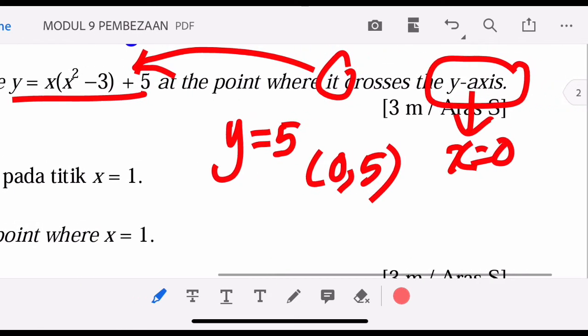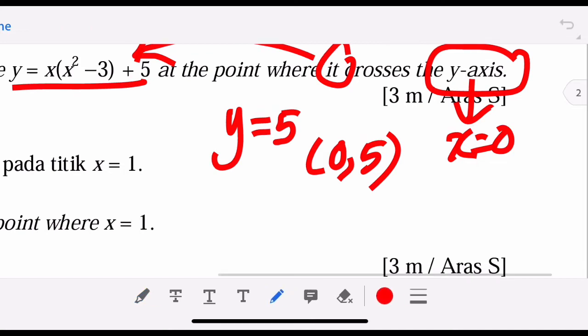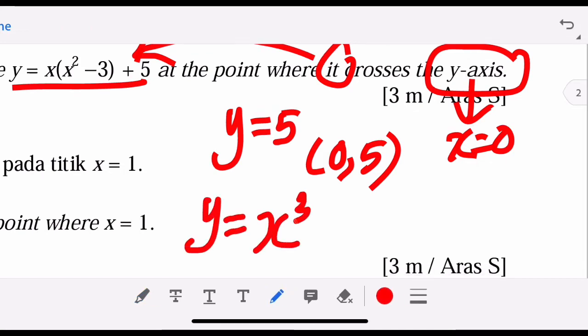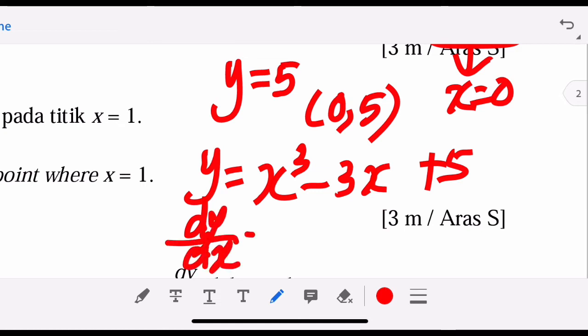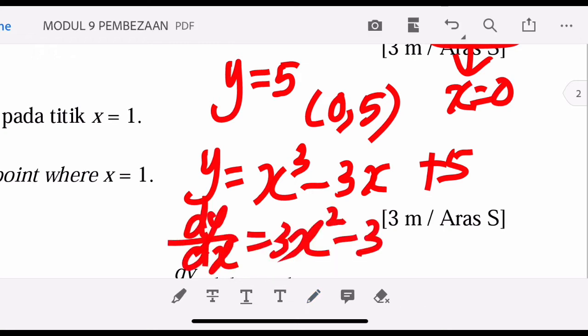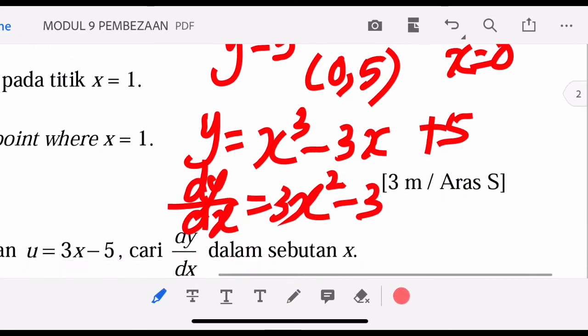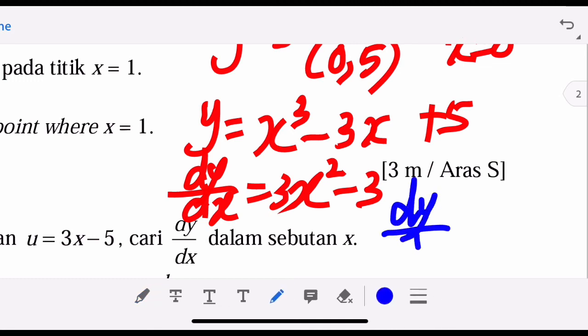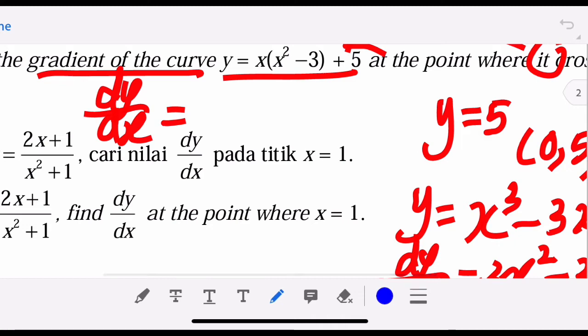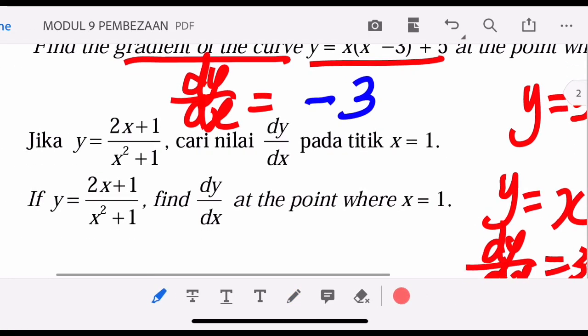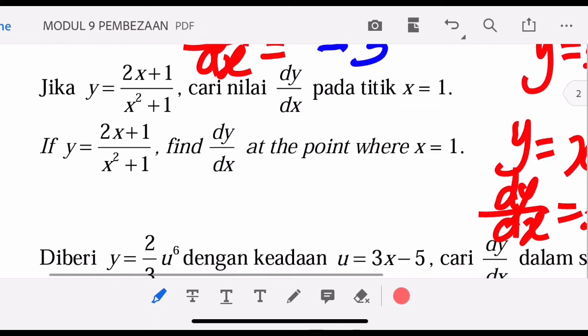So let's do the expansion first. y equals x cubed minus 3x plus 5. So we are going to find dy/dx, which is 3x squared minus 3. And because x is 0, we will substitute x equals 0 into dy/dx. So dy/dx equals negative 3, because at x equals 0 it is negative 3. Alright, for this one, find dy/dx when x equals 1.